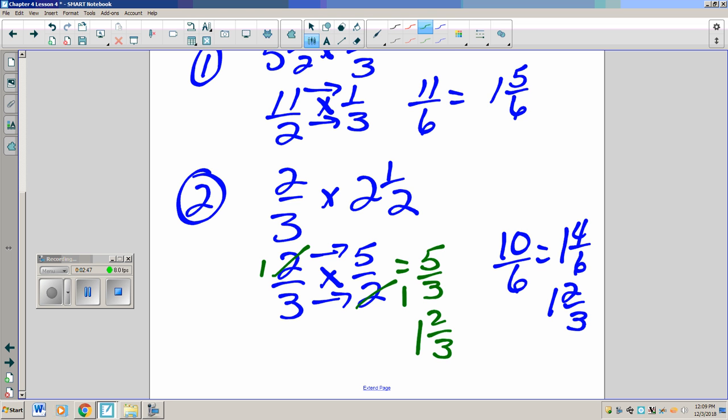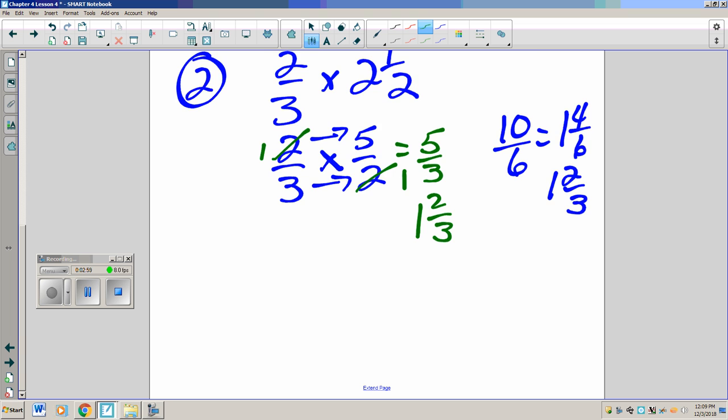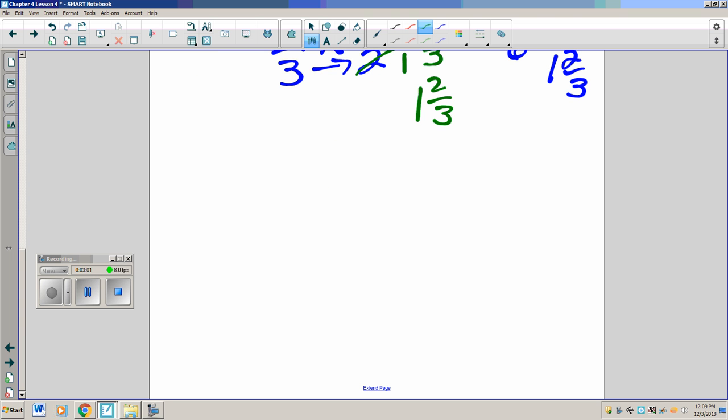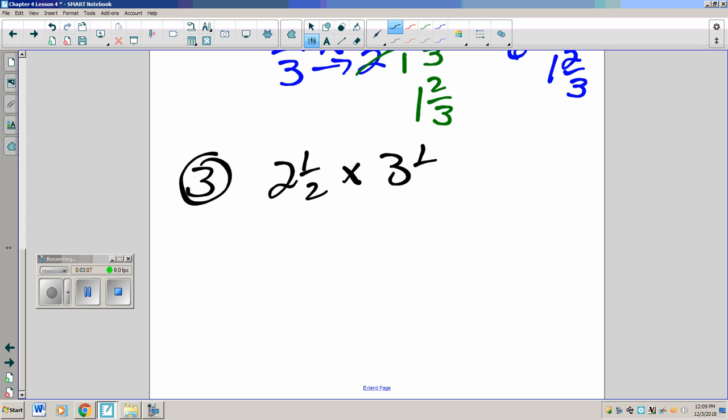Okay, so that's multiplying a fraction by a mixed number. That is lesson 4. Now for lesson 5, all you're going to be doing is 2 mixed numbers. So let's do a couple of those. Same thing. Let's go 2 1/2 times 3 1/3. So your problems are going to look like this. Once again, you got to make them improper.